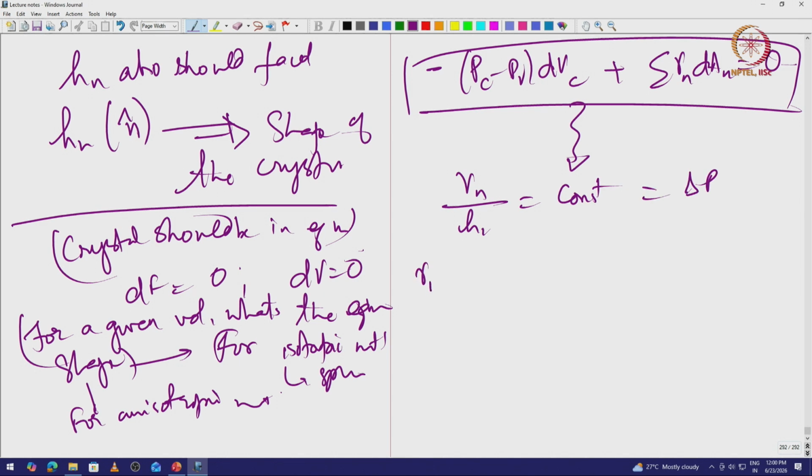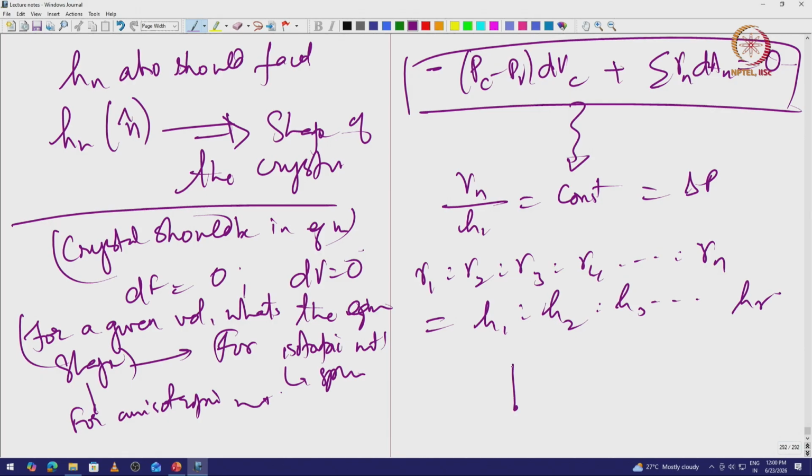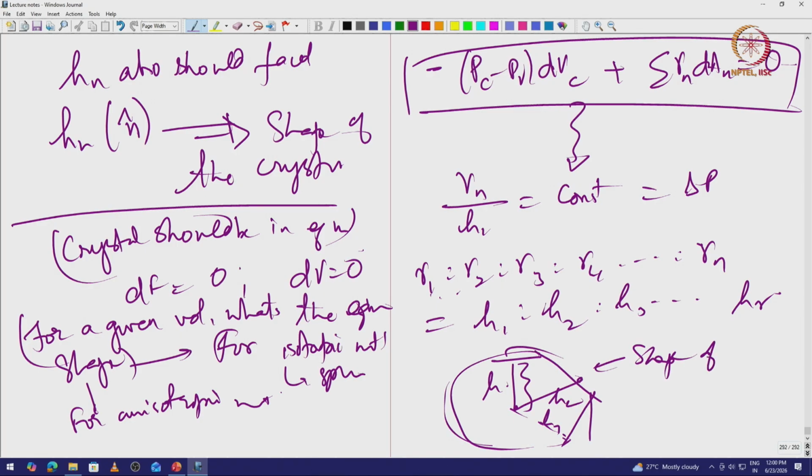So essentially the ratios gamma 1 to gamma 2 to gamma 3 and so on to gamma n should be the same as H1 to H2 to H3 and so on all the way to Hn. So if I know the gammas of all facets, I can say this radius or H is in the ratio of gamma 1 to gamma 2. This facet is here, this facet is here, H2 may be larger because gamma 2 is larger, H3 may be smaller because gamma 3 is smaller, and so on, and that determines the facets, the shape of the crystal. So that is the idea.